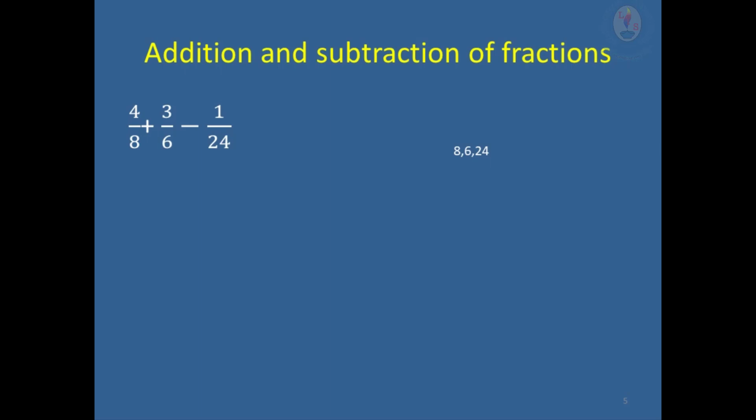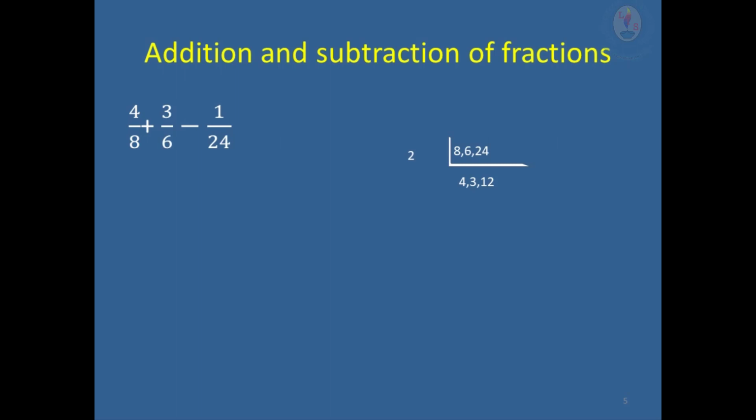We have to divide these denominators by prime numbers. What are prime numbers? They have only two factors. 2, 3, 5, 7, 11, like this we can get. So we have to divide these denominators by prime numbers. First we have to divide these denominators by 2. 8 divided by 2, 4. 6 divided by 2, 3. 24 divided by 2, 12.